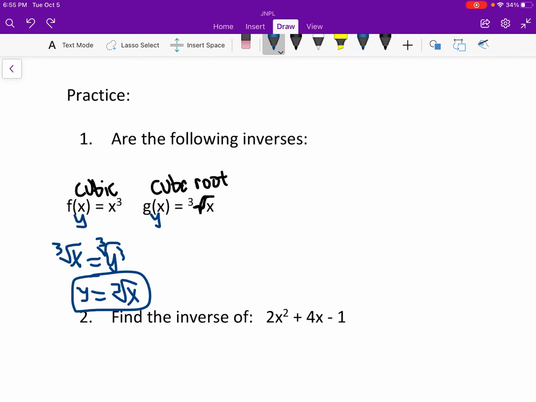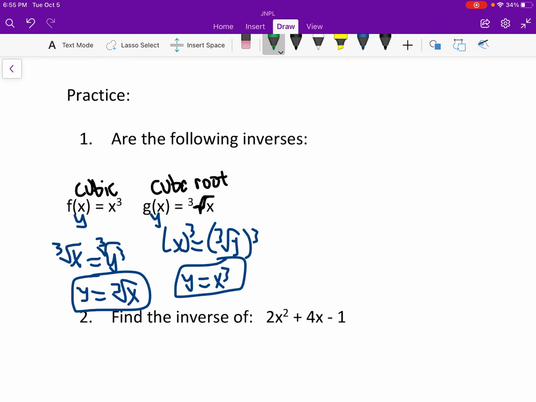We could also switch x and y for the g of x. Now we can cube both sides to get y by itself, and y equals x cubed. So that's one way we can do it. Now I'll show another way in green.